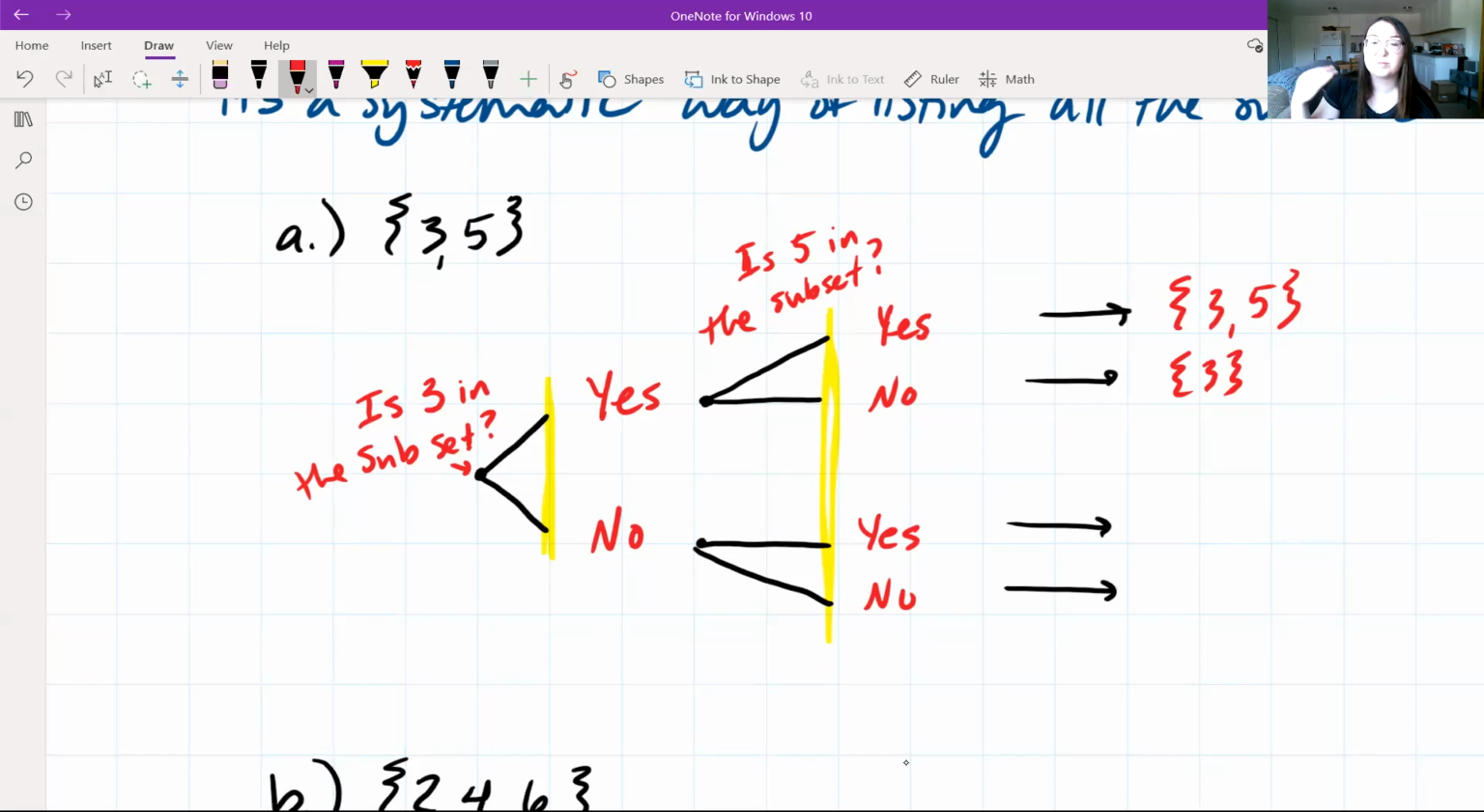So now, switching our first branch, we have is 3 in the subset. Let's go with no, 3 is not in the subset. But is 5 in the subset? Yes. This is going to give us the subset of 5. Then we think, is 3 in the subset? No, 3 is not going to be in the subset. But is 5 in the subset? We're also going to go with no. So if 3 and 5 are both not in the subset, that's going to be our empty set, since there's no elements essentially in our subset.